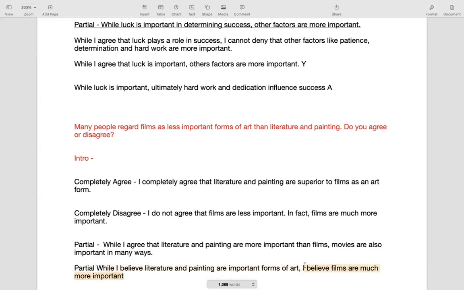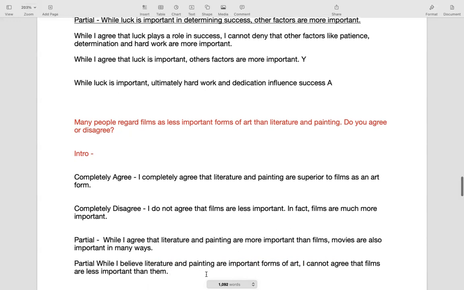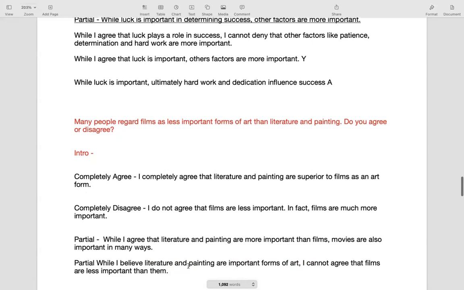Or you could have written, I cannot agree. What can't you agree with? That films are less important. And if you want more clarity, you can even add this part: in fact, I believe films are much more important. So that would make it clear. Now you're going to show the importance of literature and painting, but then show how films are much more important. And it's easier to show that films are much more important.